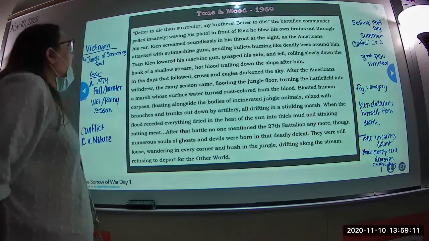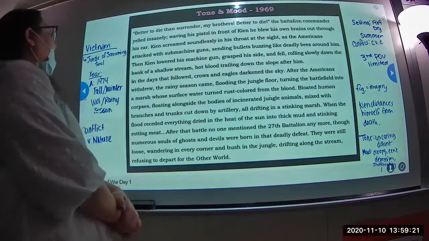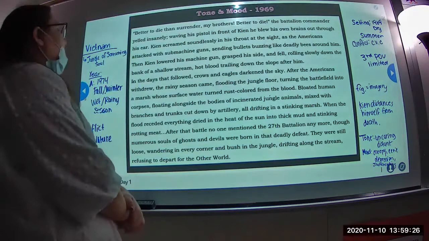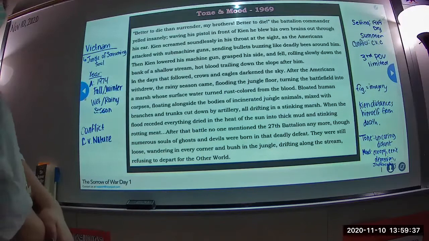1969. Better to die than surrender, my brothers. Better to die, the battalion commander yelled insanely, waving his pistol in front of Kine. He blew his own brains out through his ear. Kine screamed soundlessly in his throat at the sight as Americans attacked with submachine guns, sending bullets buzzing like deadly bees around him. Then Kine lowered his machine gun, grasped his side, and fell, rolling slowly down the bank of a shallow stream, hot blood trailing down the slope after him.